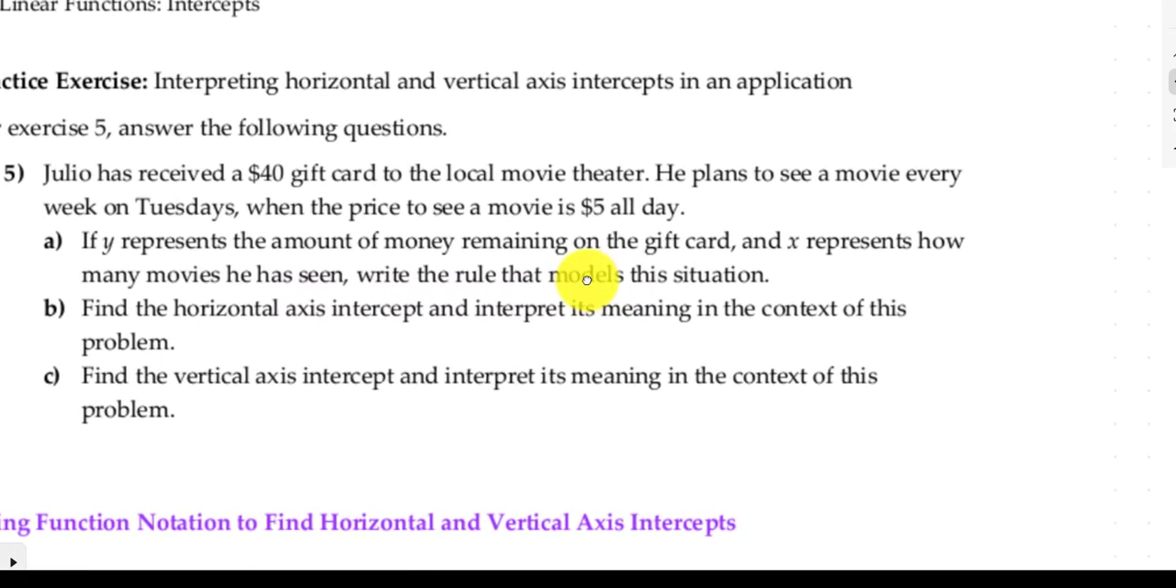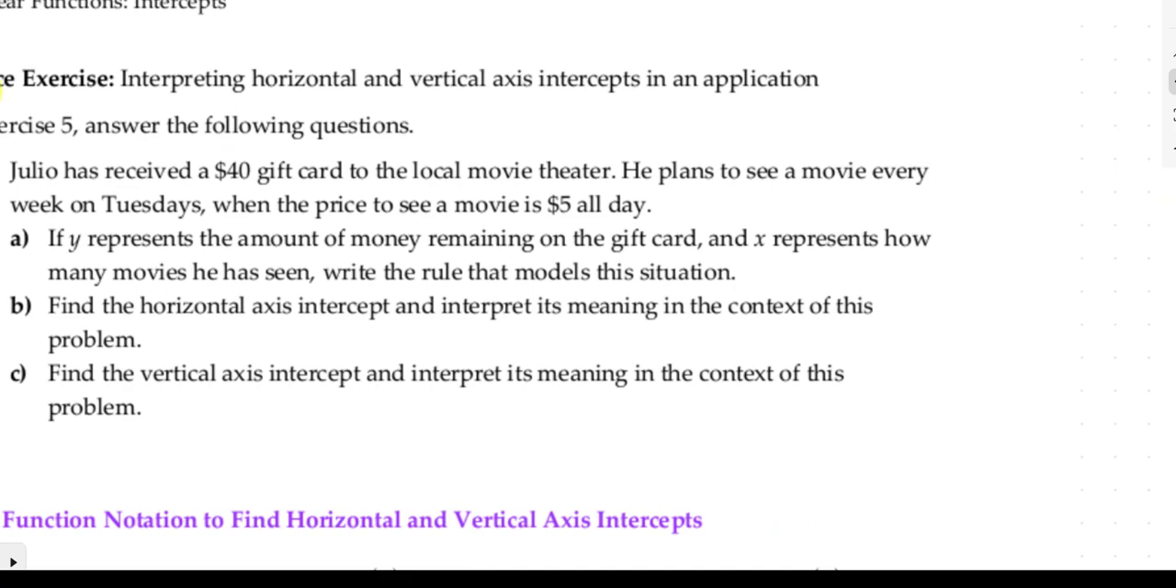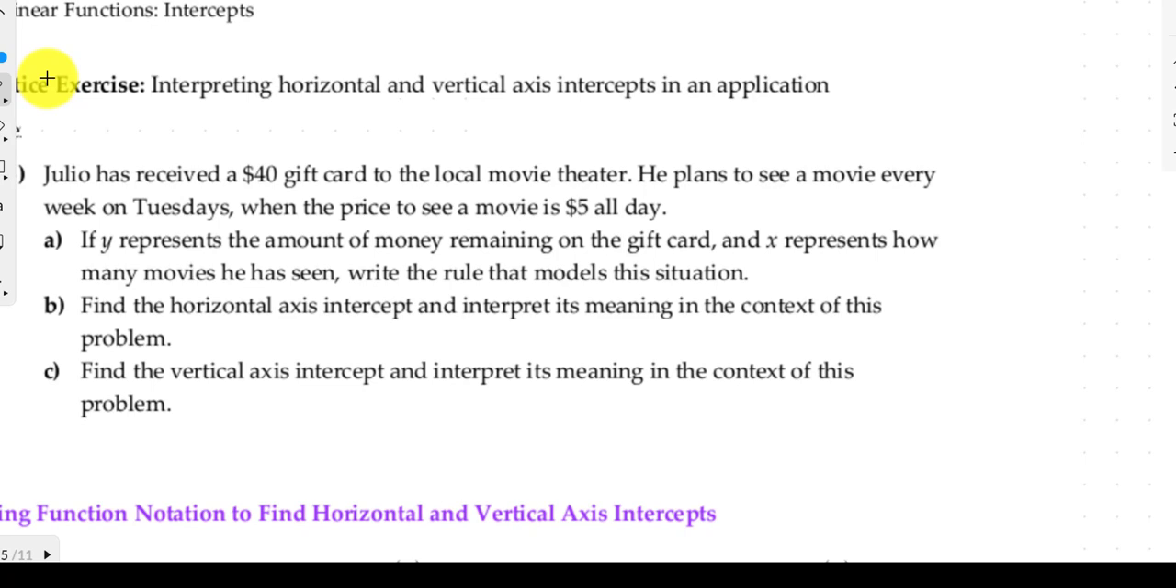So you're told that Y represents the amount on the card. So let's just change our ink. My equation might look something like, I'm going to write the equation up here. So for letter A, Y, that's the amount of money I have left over, is going to be equal to, how much was on the gift card initially? $40. And every time I see a movie, I take away or subtract $5. So it's $5 times the number of movies I see.